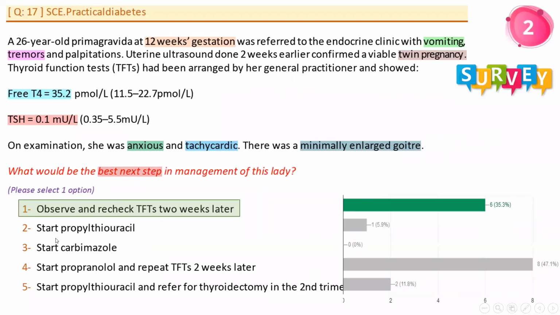Of course, starting propranolol may be acceptable, but don't forget: don't choose propranolol unless they mention that the heart rate is high. If they mention the patient is tachycardic, then choose propranolol. So in each question, if they give you a heart rate and you see it is very high, then you can go. Yes, I am with you, Dr.